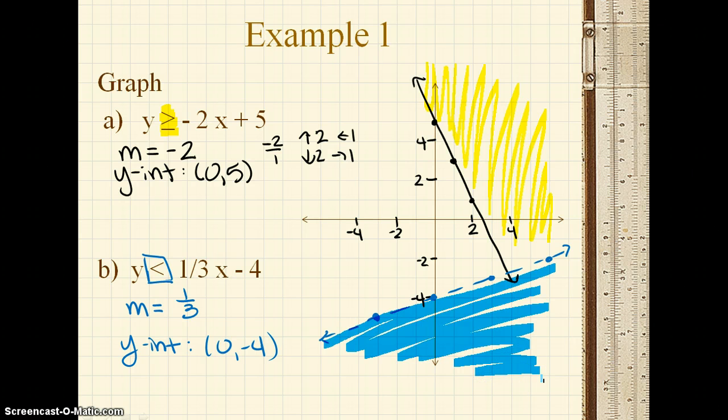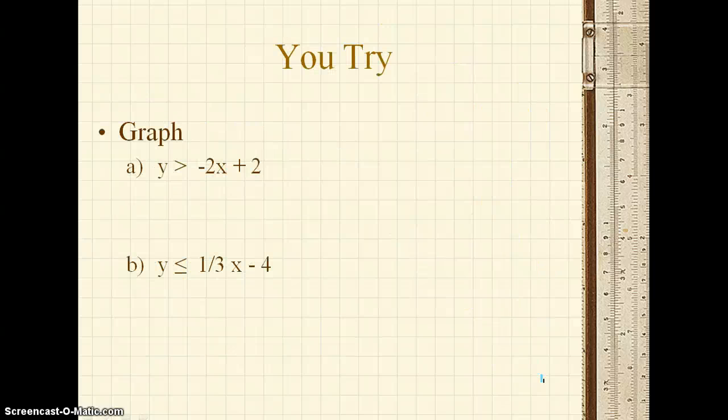Alright, so again, make sure you write your slope and the y-intercept, graph both of those, and check the inequality for whether your line needs to be dashed or solid. Once you've actually graphed the equation itself, go back to the inequality to determine if you need to shade above or below the equation. So your two Try-Its are y is greater than negative 2x plus 2, and y is less than or equal to 1/3 x minus 4.